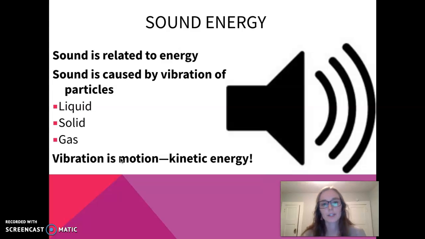The next form of energy is sound energy. Sound is related to energy because it causes vibrations of particles. And we can see this through liquid, solid, and gas. And vibration is motion. Thus, this is a form or type of kinetic energy. So you've probably heard of sound energy or things that you hear go in waves. And we see that.